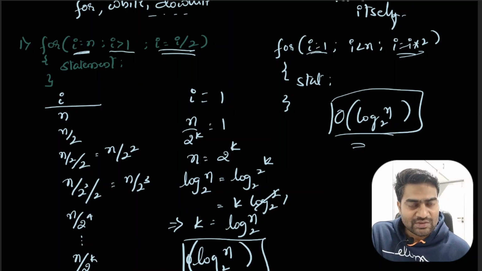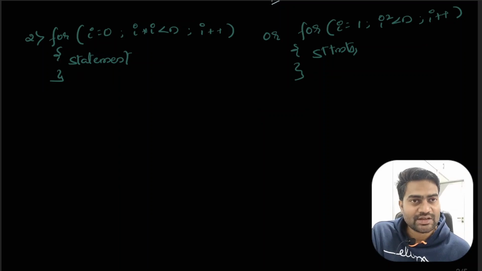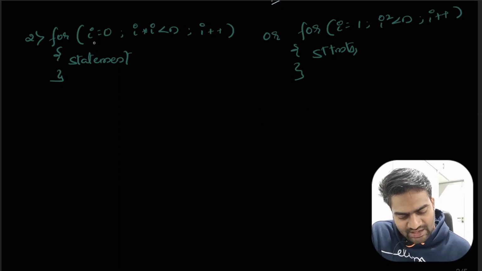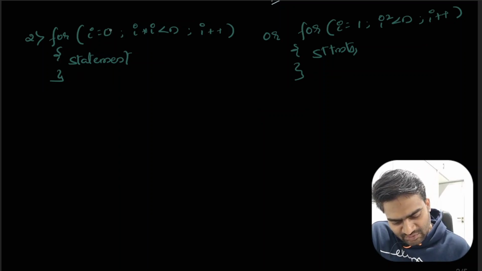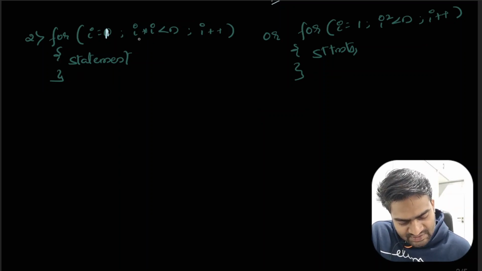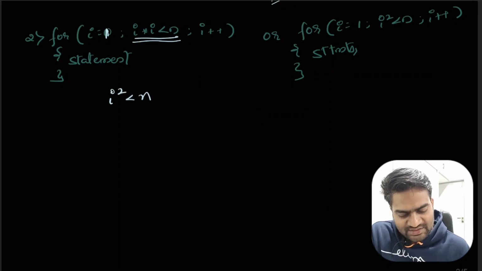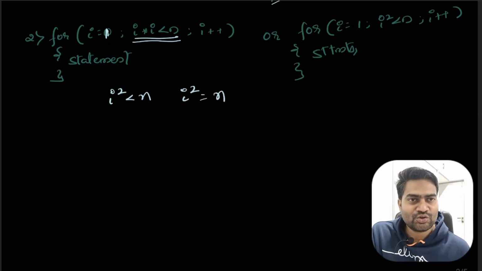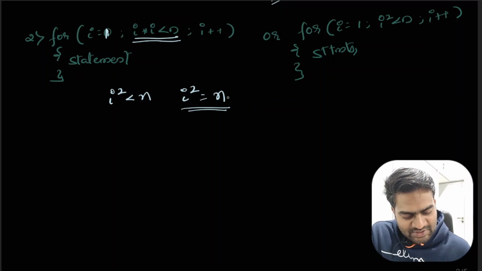Now let us look into another example. Second example. Here, I is starting from either 0 or 1. Let us consider it is starting from 1, and I into I is less than n, and I is getting incremented by 1. So now if you see here, it is nothing but I square is less than n. So this loop iterates as long as I square is less than n. When I square becomes n, this loop stops. So this is pretty much straightforward, right?